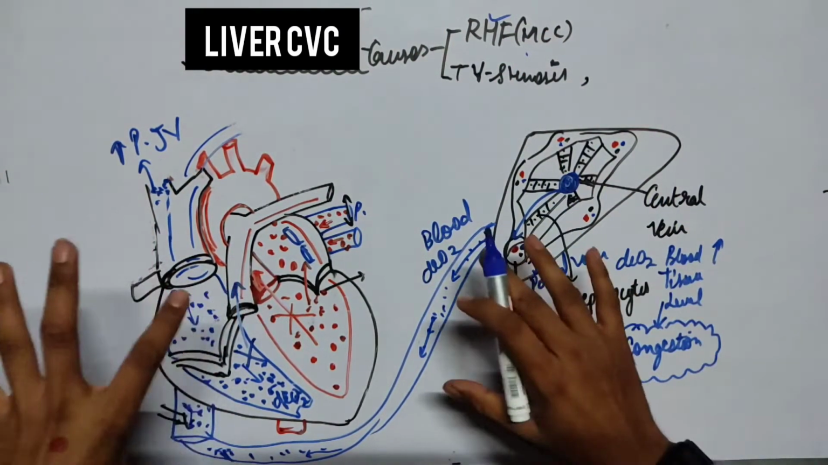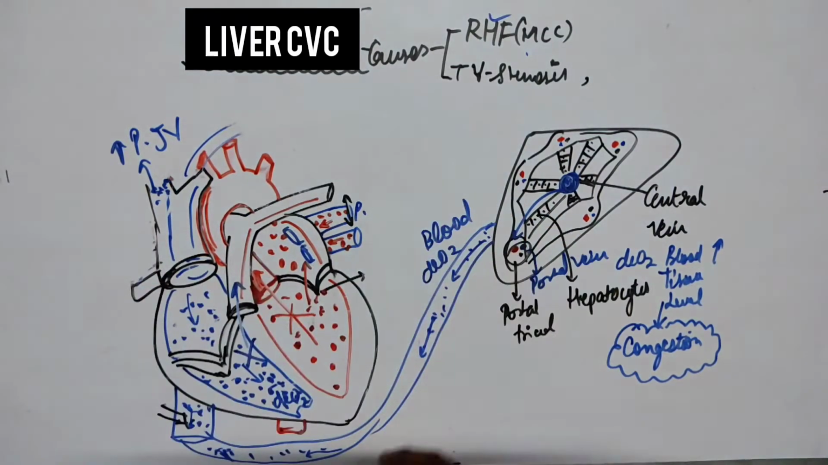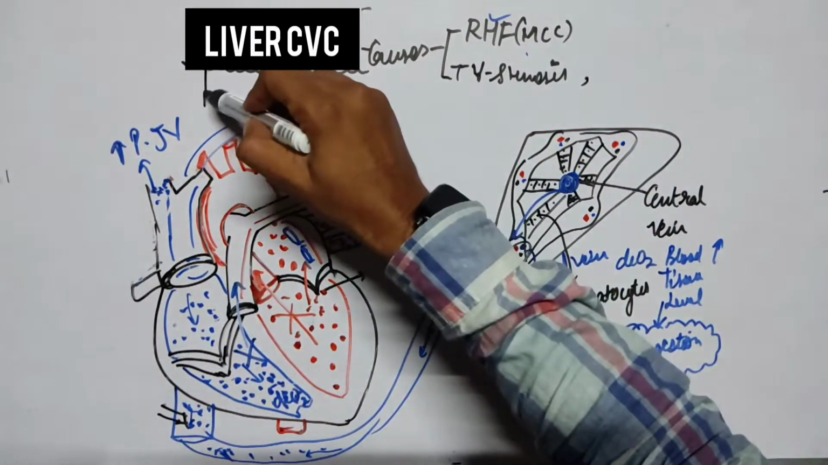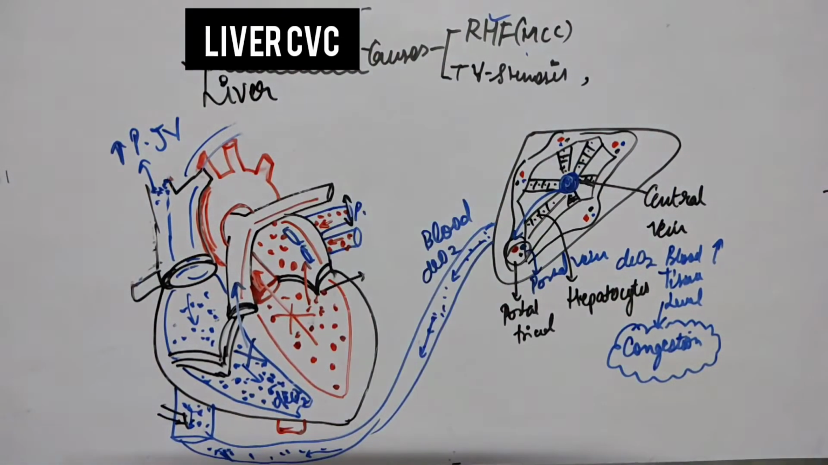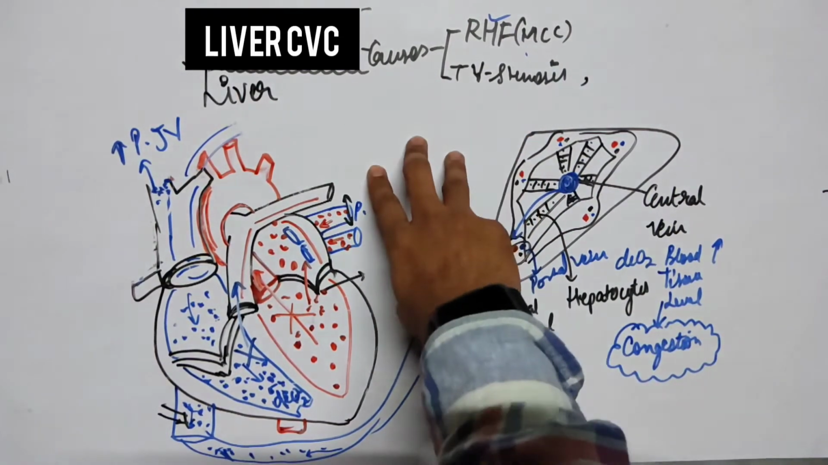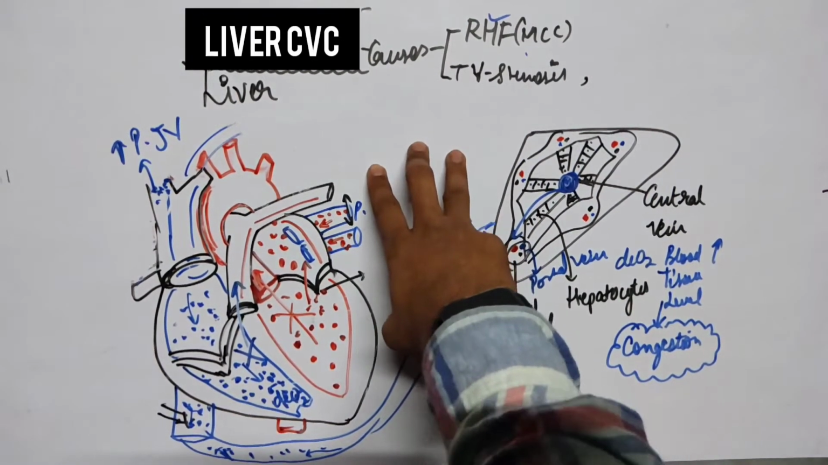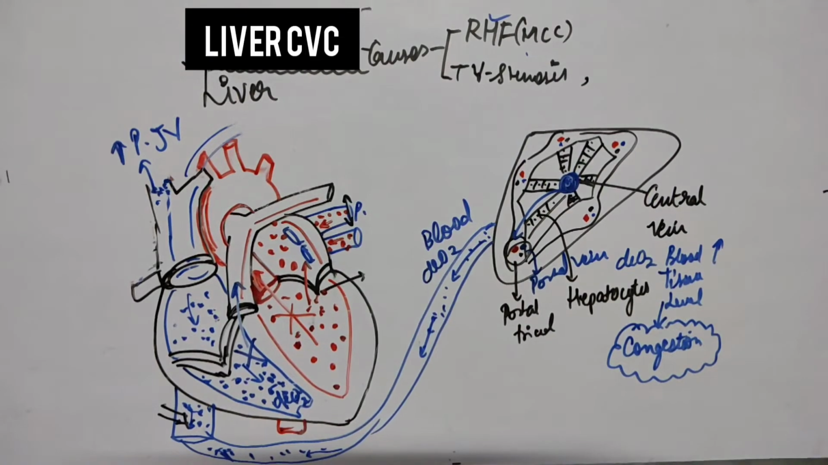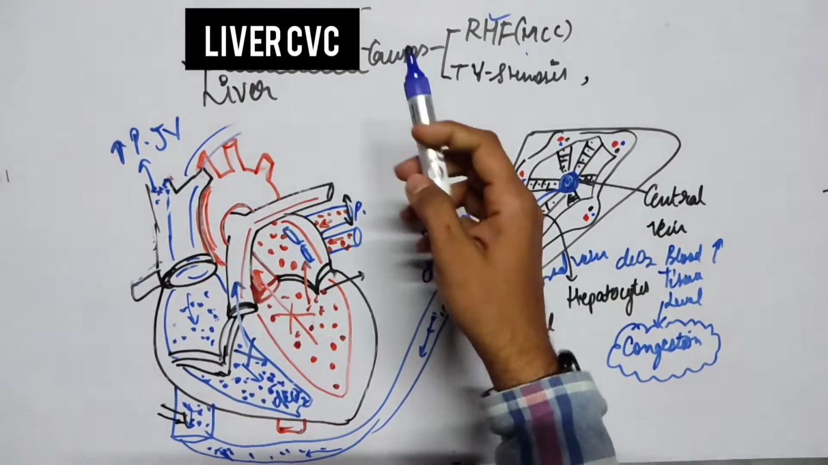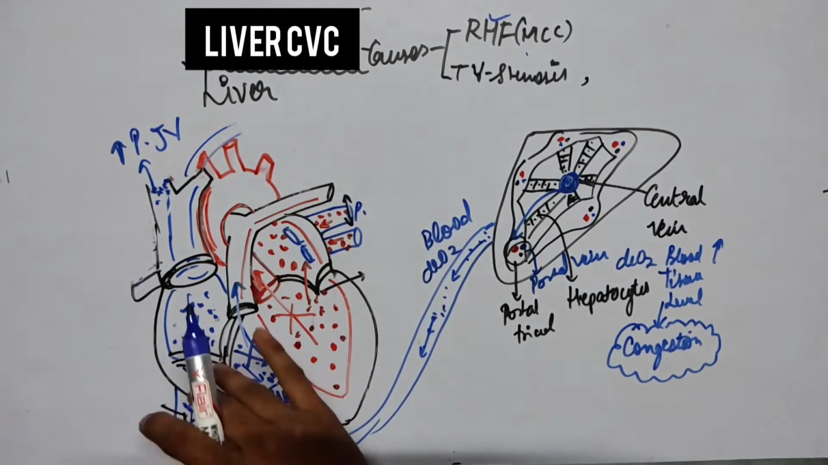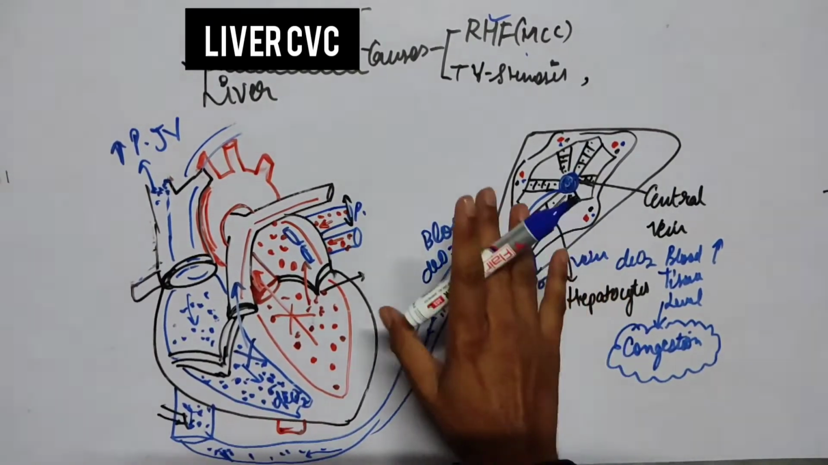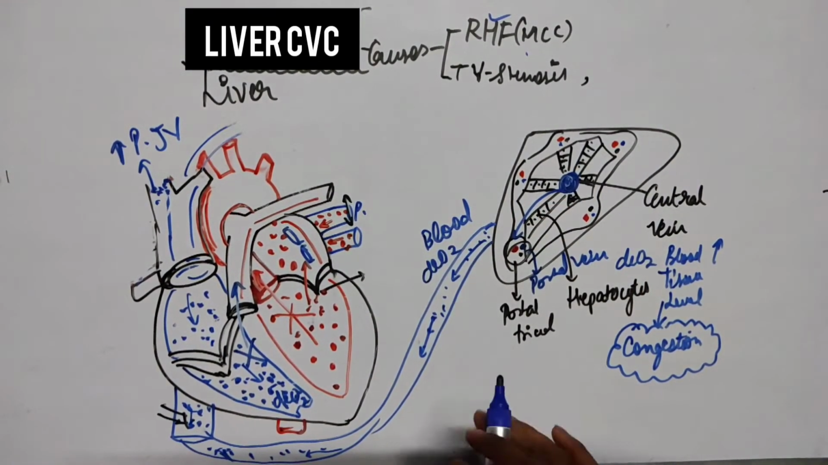So this is the mechanism of the lung, sorry, it is not the lung CVC, I'm sorry, it is the liver CVC. This is what happens in right-sided heart failure. In left-sided heart failure it will cause the lung CVC, and in right-sided heart failure it will cause the liver CVC. So now this is all the mechanism.